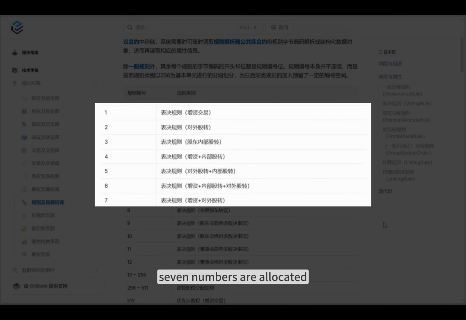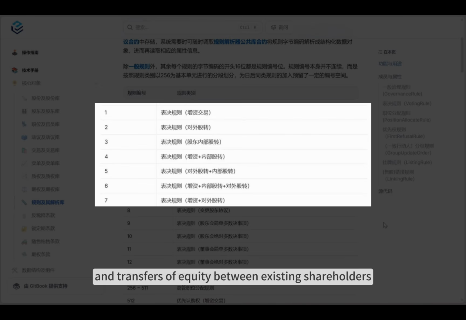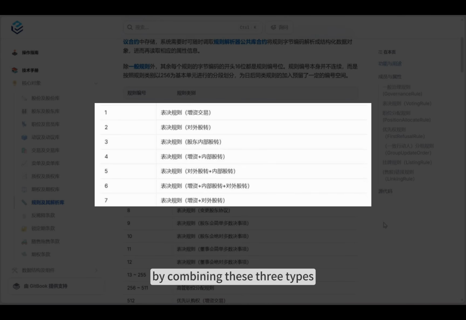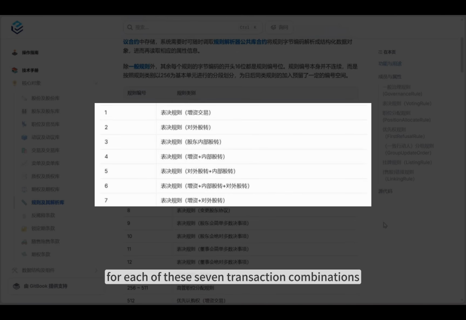7 numbers are allocated because there are 3 basic types of equity transactions: capital increase transactions, transfers of equity to external third parties, and transfers of equity between existing shareholders. By combining these 3 types, we can get up to 7 different transaction arrangements. For example, an investment agreement that includes both a capital increase and an equity transfer would correspond to one such combination. Therefore, we have set different voting rules for each of these 7 transaction combinations.